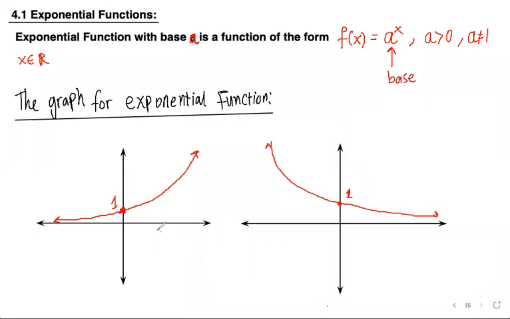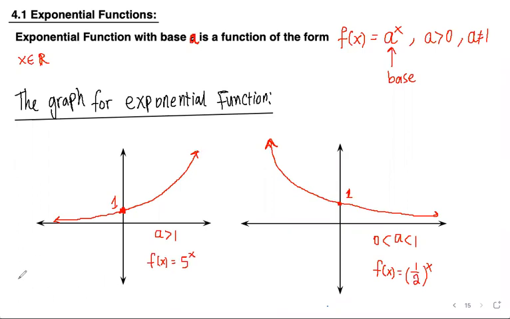Here when a is greater than 1, the graph will be something like that. When a is between 0 and 1, the graph will be something like this. For example, f of x equals 1/2 to the power x is an example for this graph, because 1/2 is between 0 and 1. But about this one, f of x equals 5 to the x, the graph will be something like this.